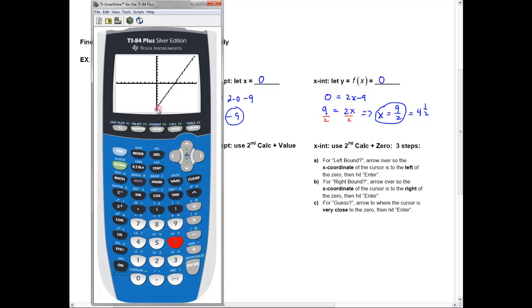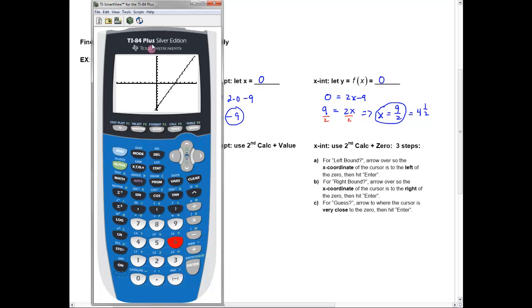It certainly agrees. It's going to cross the y-axis down here at negative 9, and you can see it's crossing the x-axis over here at 4.5 or 9/2. But I may not always be able to determine just eyeballing it what it is. So I'd like to be able to also calculate that value.